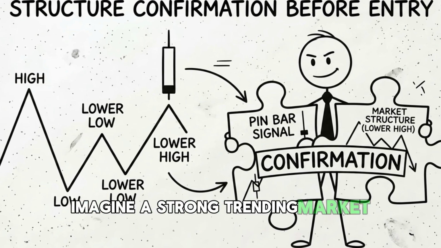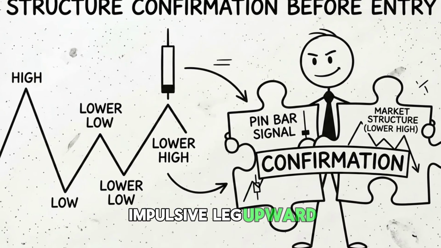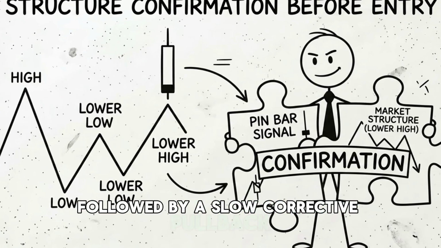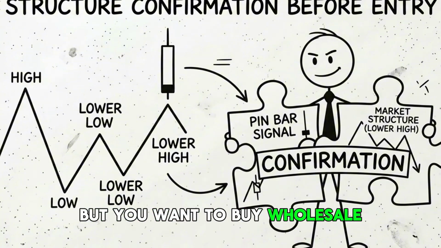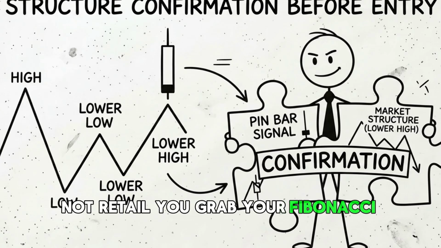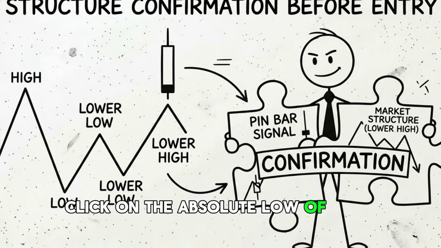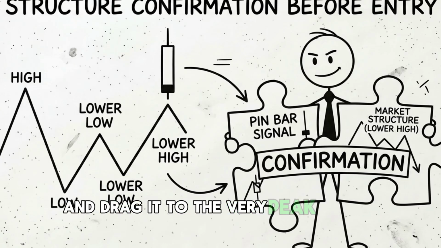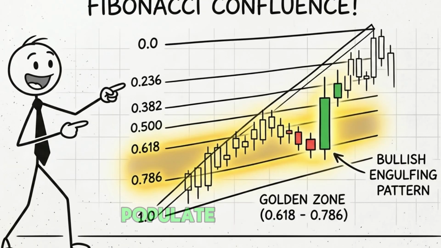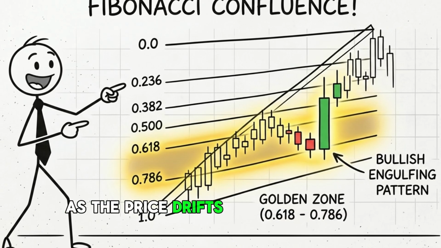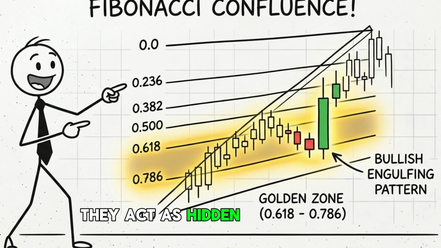Imagine a strong trending market printing a beautiful impulsive leg upward, followed by a slow corrective pullback. You want to get into a long trade, but you want to buy wholesale, not retail. You grab your Fibonacci tool, click on the absolute low of that impulsive wick, and drag it to the very peak of the move. Instantly, a series of horizontal retracement lines populate your chart. As the price drifts down into these levels, they act as hidden support lines.